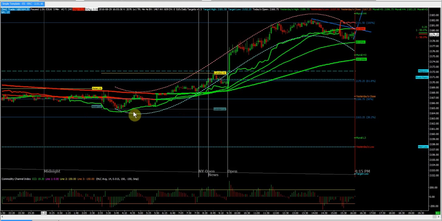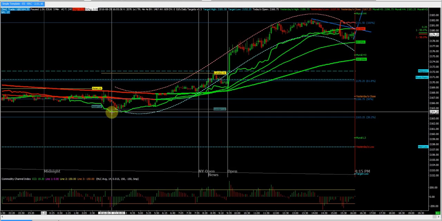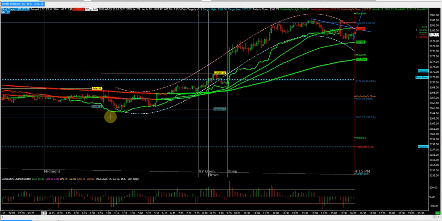The closest it came was right there, which was the London low, and that was 2164.75. What was that? Was that 6 ticks away? So from the market perspective, it didn't even come close. So you go to the upside.